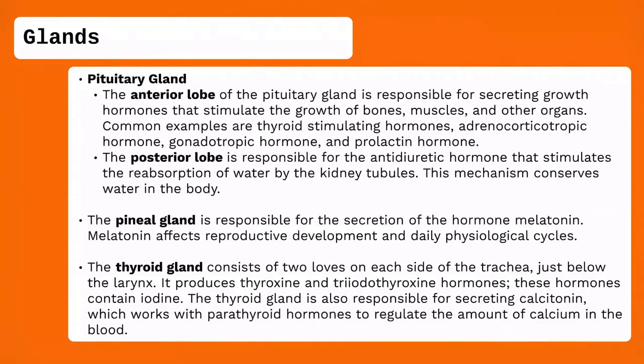Then we have our thyroid gland, which consists of 2 lobes on either side of the trachea, just below the larynx. It produces thyroxine as well as triiodothyronine hormones. This is T4 and T3. These hormones contain iodine. The thyroid gland is also responsible for secreting calcitonin, which works with parathyroid hormones to regulate the amount of calcium in the blood.